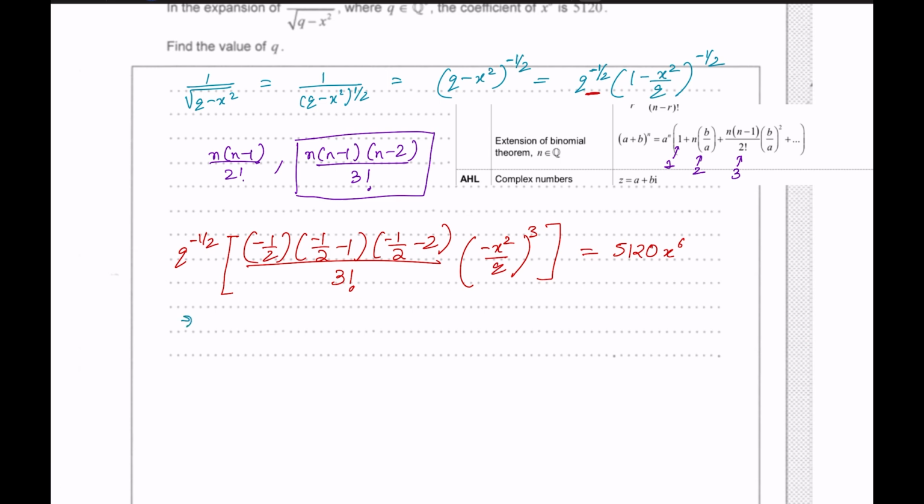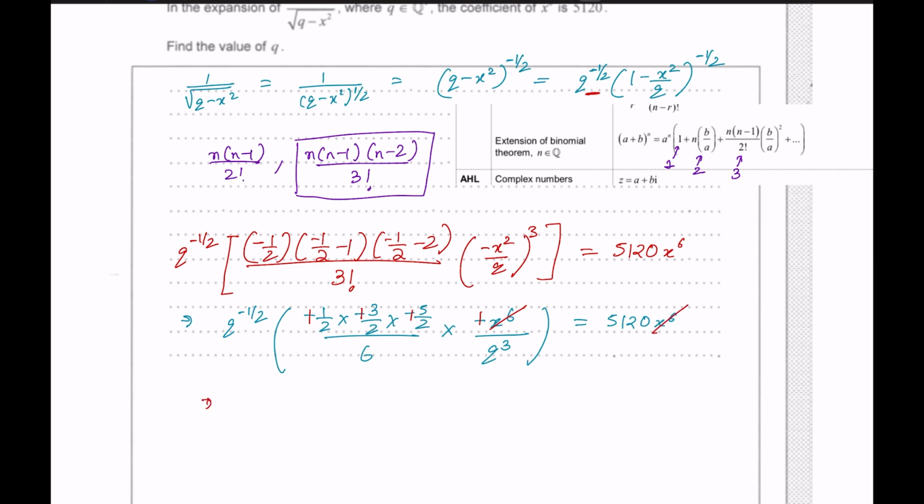So now I expand this thing. What should I get? Minus 1 by 2 times minus 3 by 2 times minus 5 by 2. 3 factorial is 6. This is negative x to the power of 6 divided by q cubed, equal to 5120 x to the power of 6. Now I can make a lot of things here. I can make these two positive. Negative, negative is positive. Same for here. I can cancel x to the power 6 on both sides.